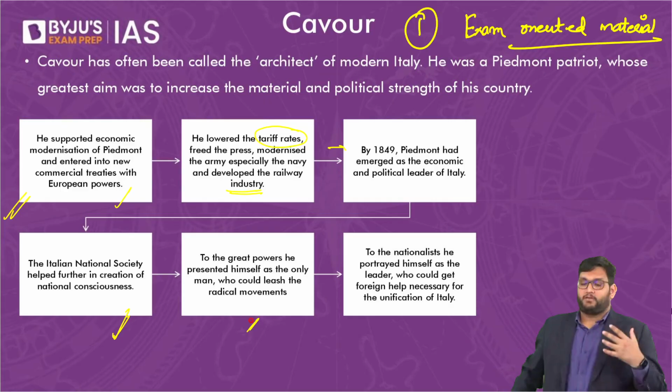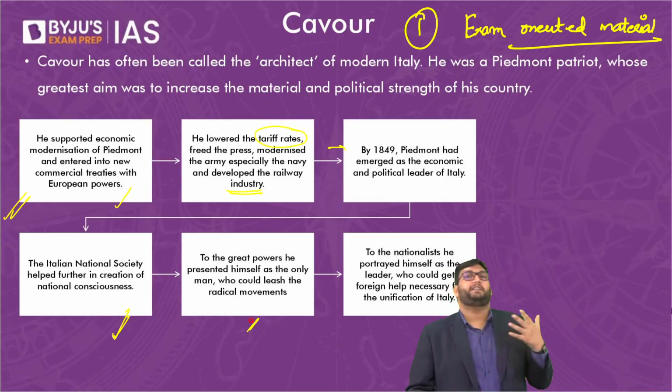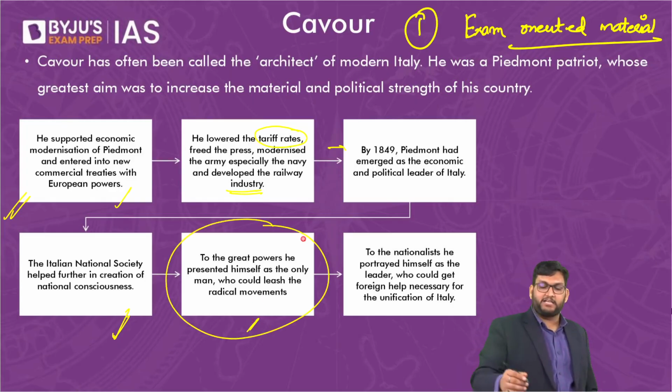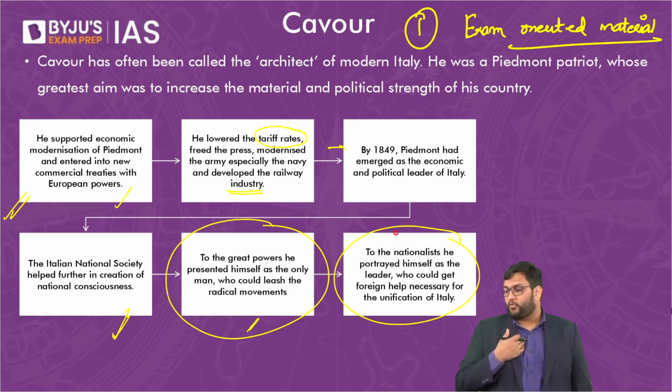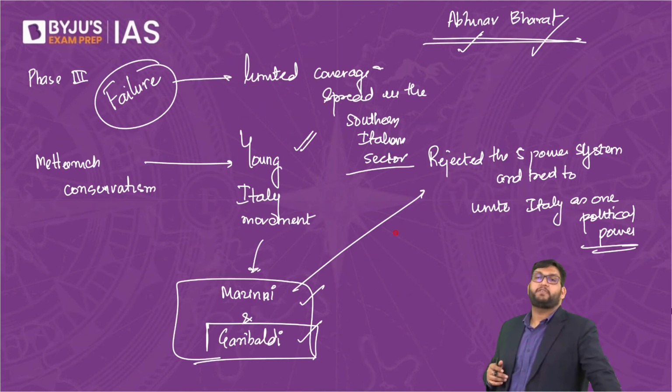However, without the great powers getting involved, he could not have done anything. But to the great powers, he used to say that he could unleash a radical movement. And to the nationalists, he used to say that he is the only one who can unite Italy. Now starts his game of chess.